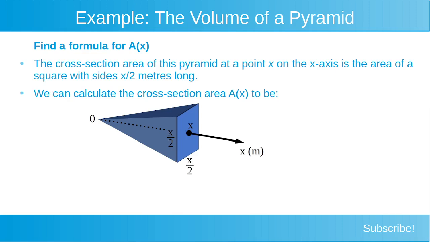We can calculate and express the cross-section area A as a function of x to be A of x is equal to one side multiplied by another side, x over 2 squared. And that works out to be x squared over 4. So we have our continuous function describing the cross-section area A as a function of x.